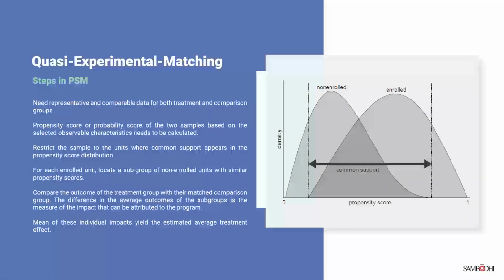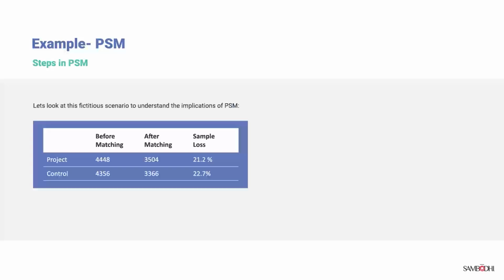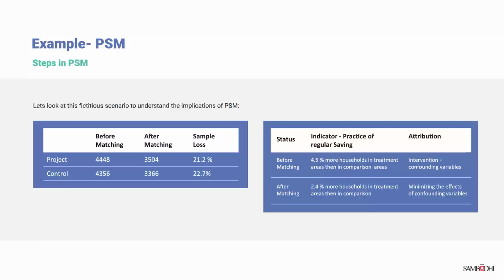When we compare the outcome of the treatment group with their matched comparison group, we will be able to find the difference in the average outcomes of the subgroups, and that is the measure of the impact that can be attributed to the program. The mean of these individual impacts yields the estimated average treatment effect. Let us understand the concept of PSM by looking at this fictitious scenario to understand its implications. The table implies the scenario which has resulted in the following implications while taking into account the indicator of the households in treatment areas against the comparison areas.